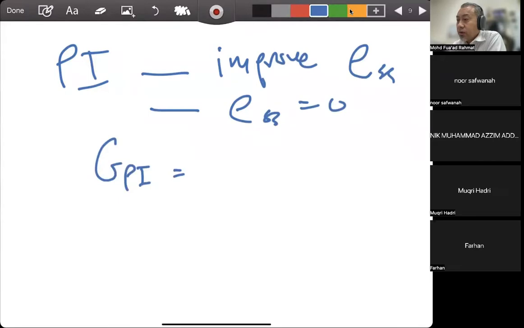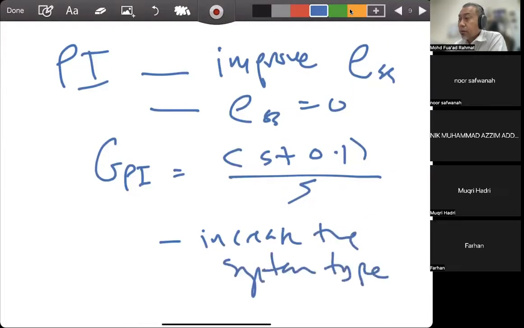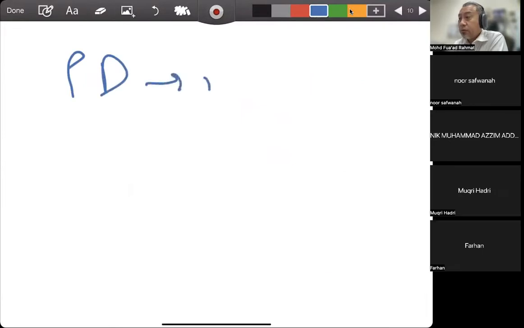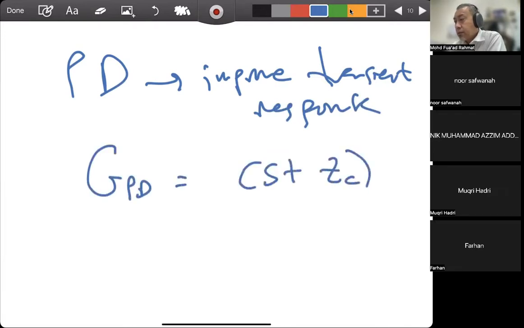For PI, we have a gain K, S plus 0.1 divided by S. So you just follow me. You choose this one, S plus 0.1 over S. So it's very near together. The pole and zero can cancel out, but at the same time, it increases the system type. PD is for improving the transient.